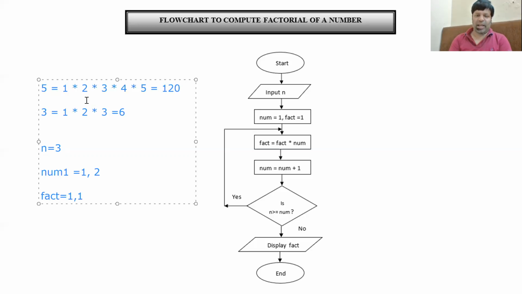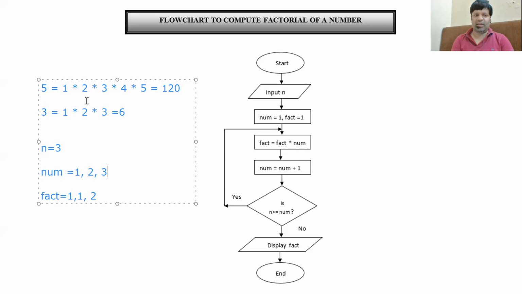What is the value of fact? Fact is equal to fact multiplied by num. That means 1 multiplied by 2 and it will become 2. The next is an internal operation. Increment the value of num by 1 and it becomes 3.